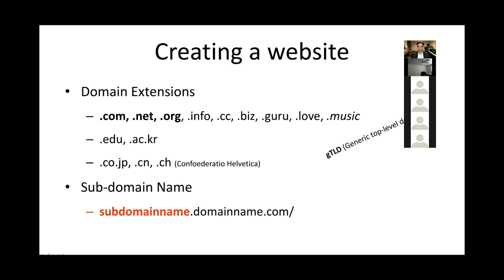But originally, .com was designed for commercial companies. .net was mainly for networking companies and internet service providers. But nowadays, there's no set rule, so you can buy any of those. But obviously, .com is the most popular one. And .info, .cc.